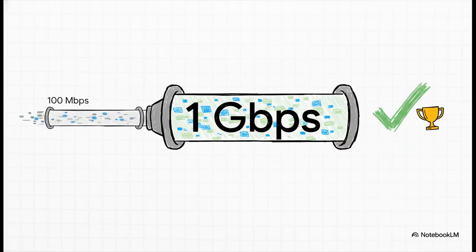And the clear winner is C, 1 gigabit per second. A gigabit is 1,000 megabits, which just blows the other bit-based speeds completely out of the water. Even that trick answer, 100 megabytes per second, only converts to 800 megabits per second. The gigabit connection is still faster. See? That's the power of understanding the prefixes.